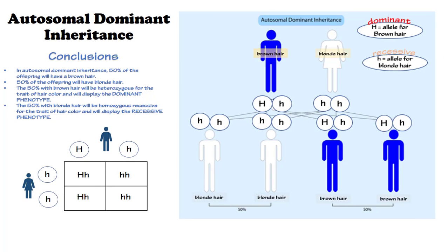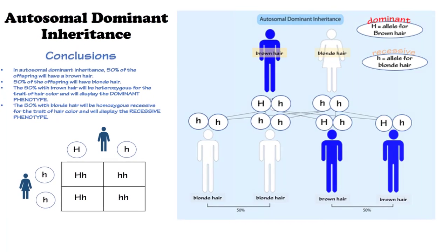In this example, which is autosomal dominant inheritance, we see that 50% of the offspring will have brown hair. 50% of the offspring will have blonde hair. The 50% with brown hair will be heterozygous for the trait of hair color and will display the dominant phenotype. The 50% with blonde hair will be homozygous recessive for the trait of hair color and will display the recessive phenotype.